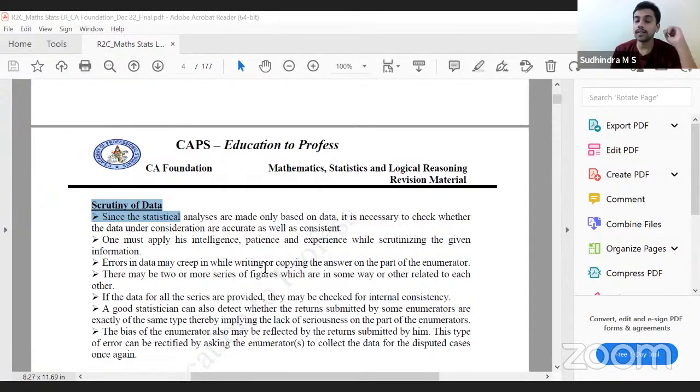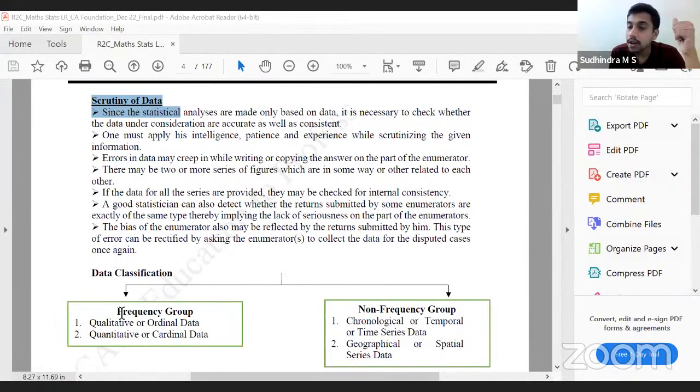Once we are done with scrutinizing, the data that we have collected is raw, right? So we have to classify it and present it such that further analysis becomes easy. So, classification. We have two different methods of classification: frequency group and non-frequency group. Under frequency, we have already learned this: qualitative data and quantitative data. Qualitative data is also called ordinal data. Quantitative is also called cardinal data. Instead of calling them qualitative and quantitative, they can call them ordinal and cardinal in the exams.